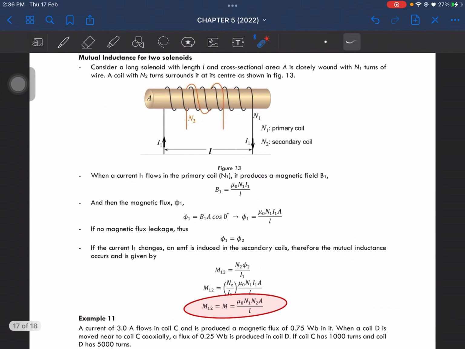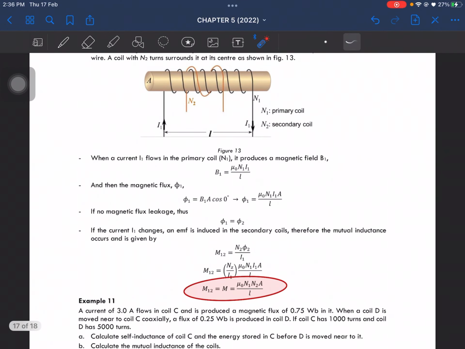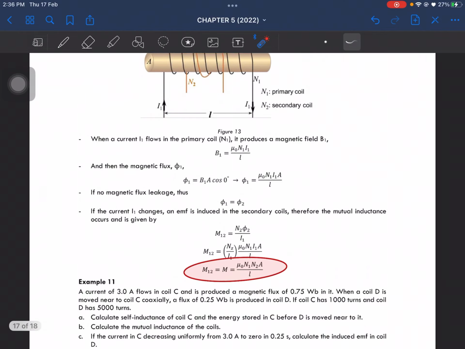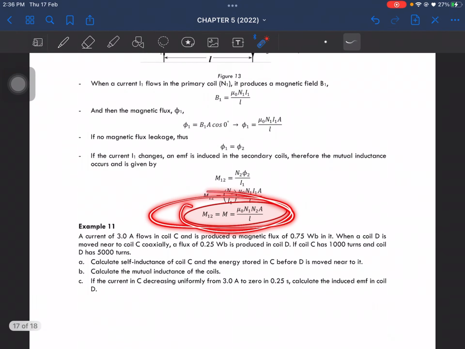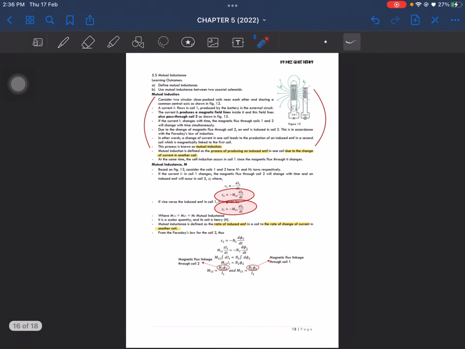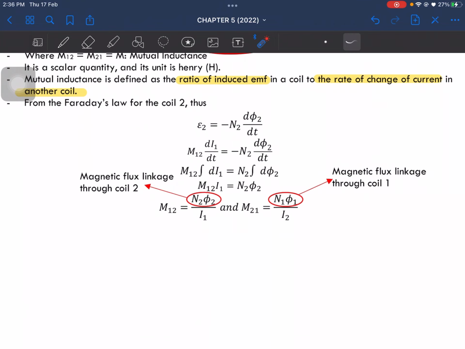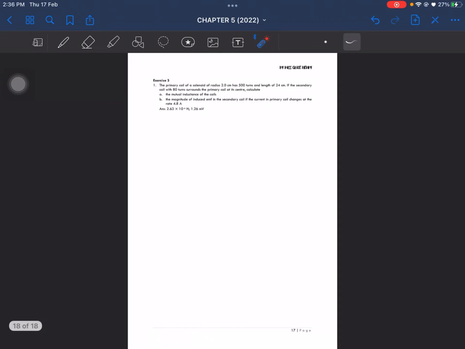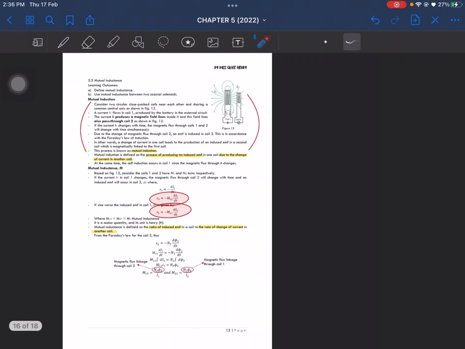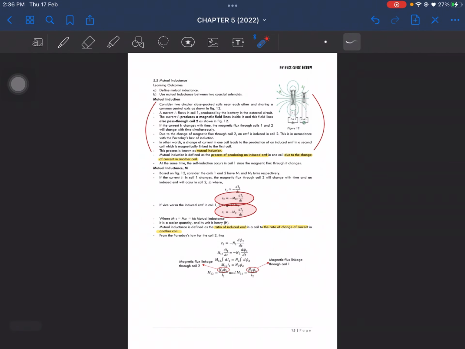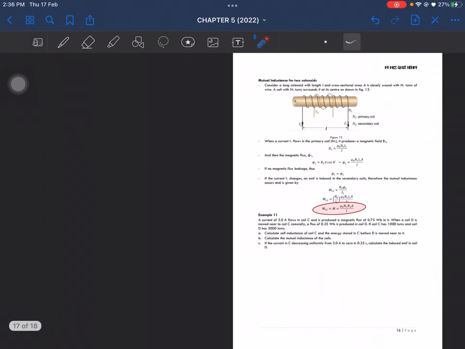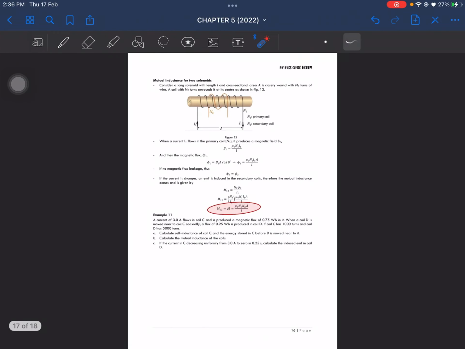If the current changes, an EMF is then produced in the secondary coil, which is the orange wire. The mutual inductance will then occur, so we can calculate the magnitude by using this equation here. But if it's asking about only one of the coils, then we are going to use these equations here. All right, so I guess that is the end of our subtopic 5.5, which is on mutual inductance, and that is basically the end of our chapter 5.